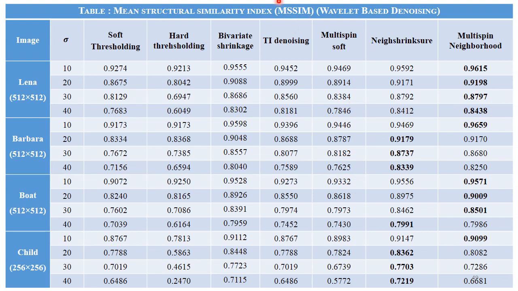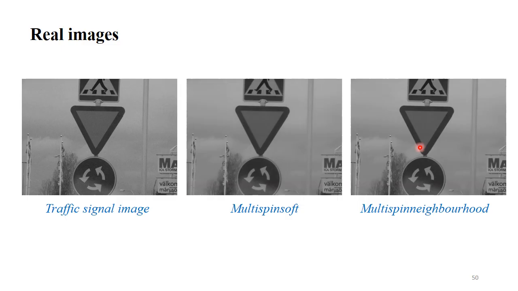Mean structural similarity index, once again it is being taken and applied in all these four cases, and here we can observe in most of the cases multi-spin neighborhood works better, and in some other cases NeighShrink is also working better.